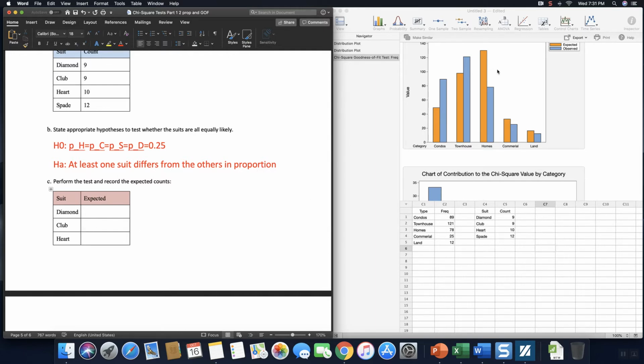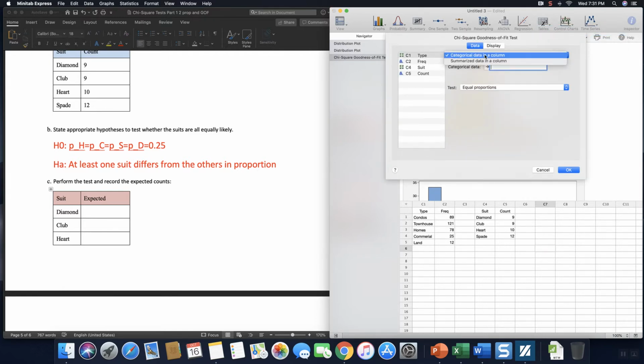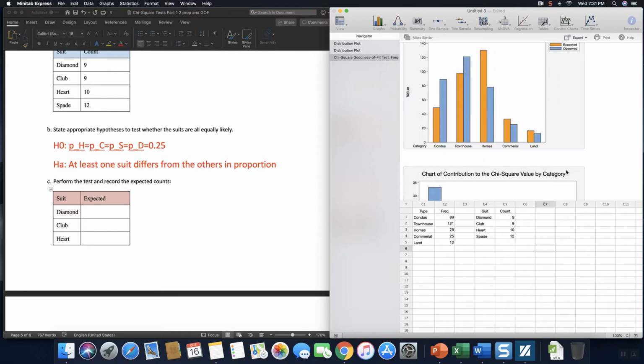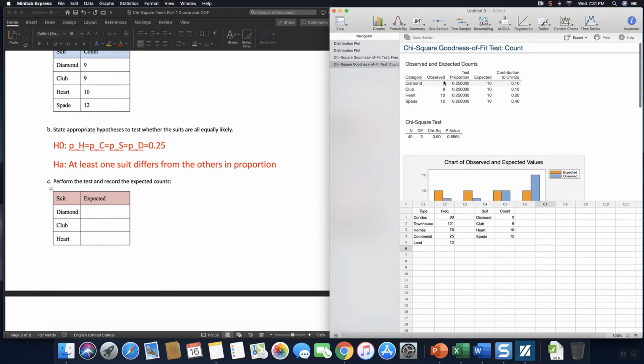Okay, let's have Minitab produce our counts for us in our expected table. So we're going to go back into Minitab, go to Tables, go to the chi-square goodness of fit test. We again have summarized data in a column. So I'm going to have my observed values as count and suit. And I'm not going to change this. I want to use equal proportion. At this step, we can hit OK because it's going to display everything I want it to. Bam. And here is our chi-square test.